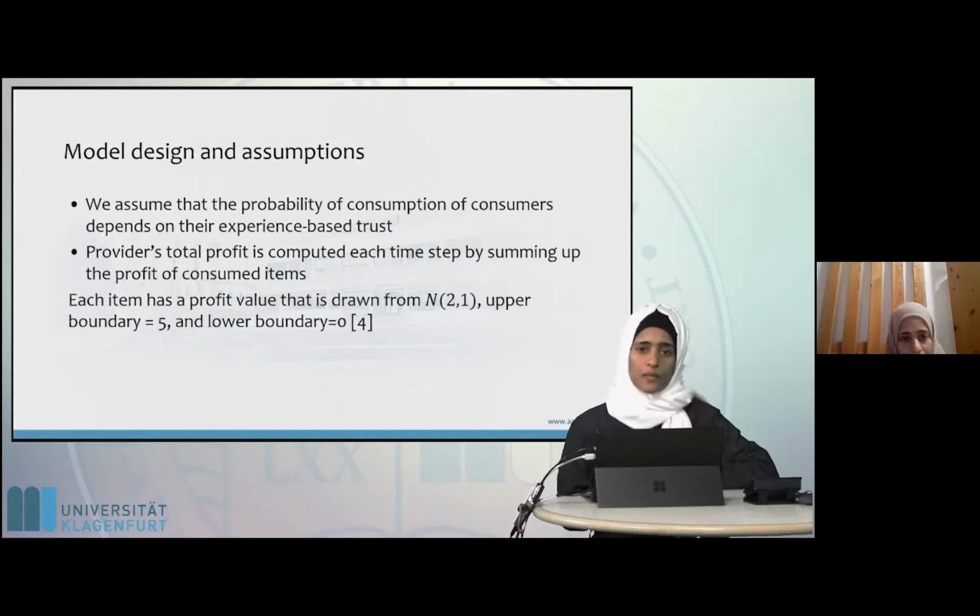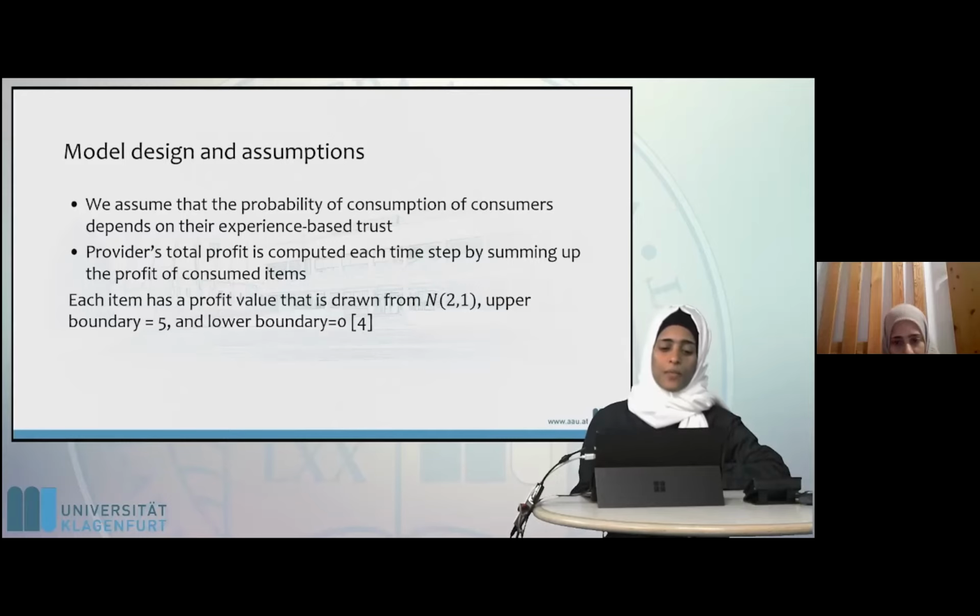And also we assume that the consumption probability of consumers depends on their previous experiences with the platform provider, which are represented by trust. The provider's total profit is computed each time step by summing up the profit of consumed items. Each item has a profit value that is drawn from a normal distribution with mean equal to 2 and standard deviation of 1. The upper boundary is 5 and the lower boundary is 0.